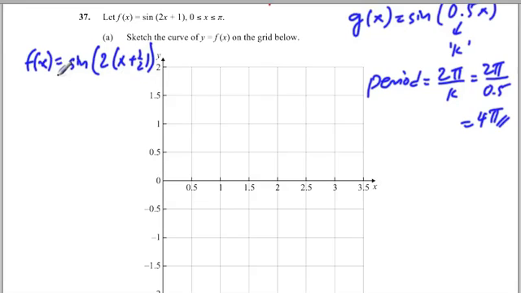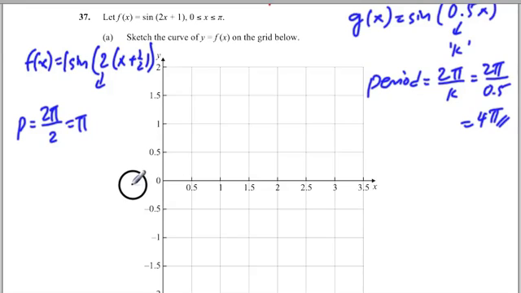Okay, so what that tells you is the amplitude is 1, the k value is 2, so the period is going to be 2 pi over 2, which is equal to pi, so you know the period is pi. There's a phase shift of 1/2 to the left. And show the sketch of the curve on the grid below.